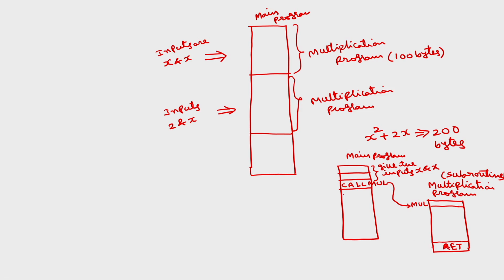So, here it has to return back to the instruction which is next to this. Then again we will give the inputs, X and 2, and again we will call the same multiplication program, which is called a subroutine. Again the microprocessor control will go to this multiplication program and return back to the instruction which is next to the multiplication program. So, in this way we can save the number of memory locations.